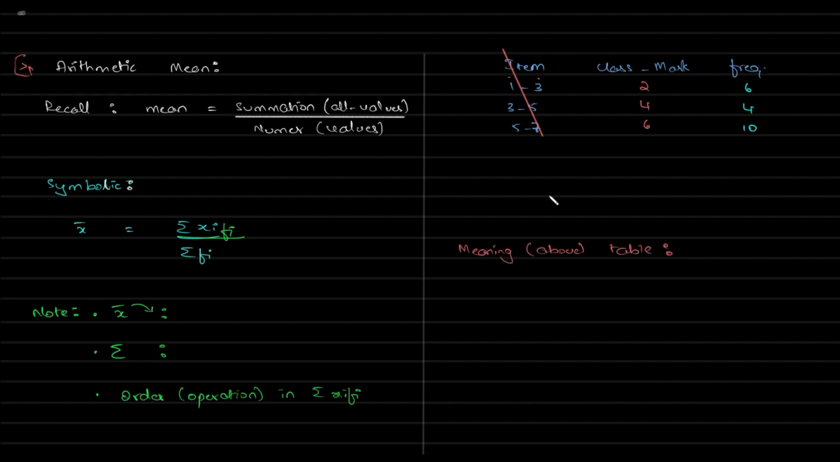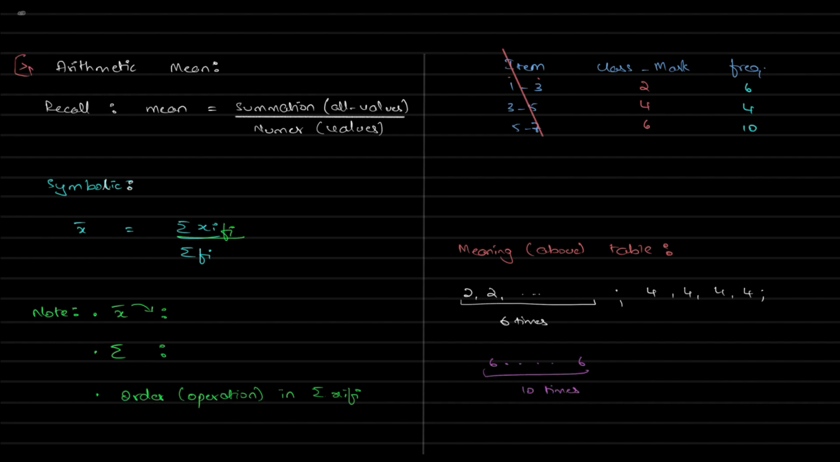So what this table tells us, we have 6 of them. Frequency tells that the number 2 is repeated 6 times. So 2, 2, 6 times, right? And 4 is repeated 4 times. And 6 is repeated 10 times. I'm not going to write that. So there are 10 of it.